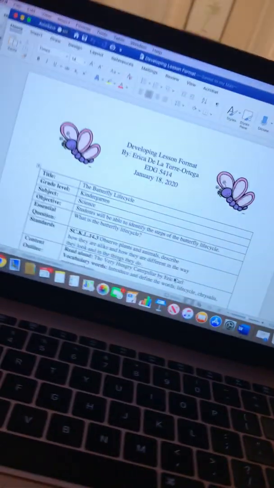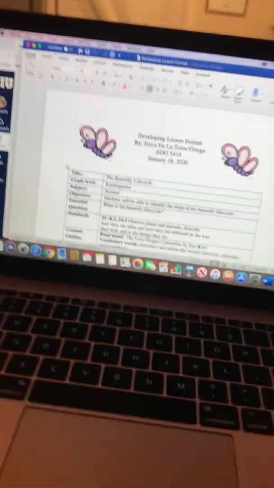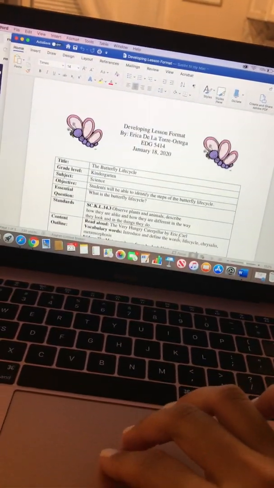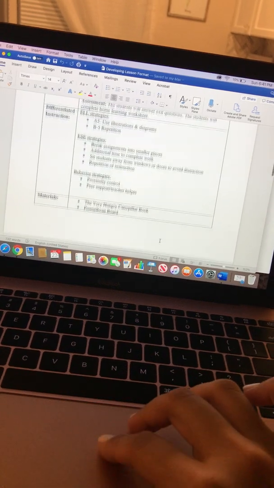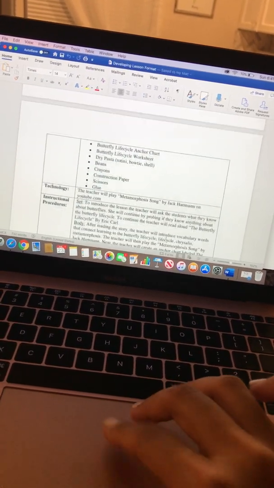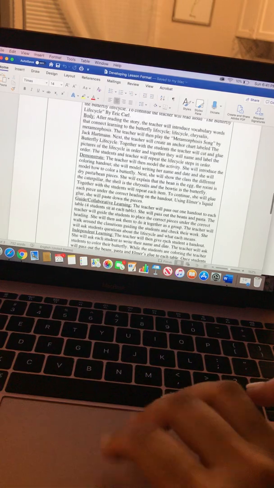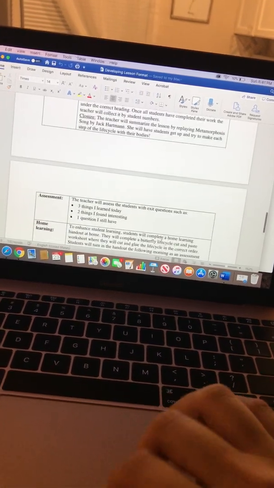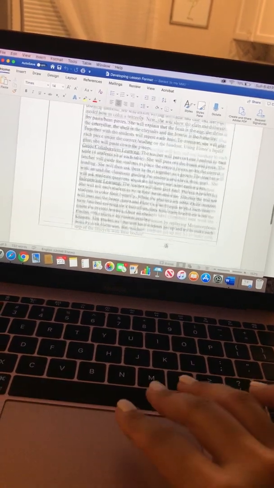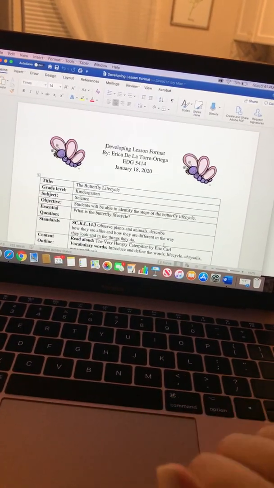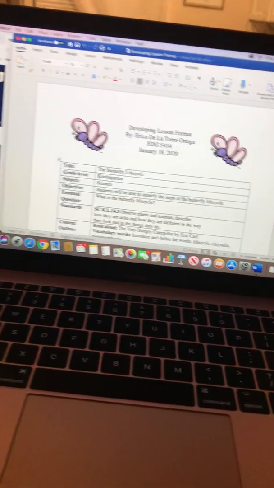So I'm going to flip you over onto my laptop so you can actually see my lesson plan format. As you can see here, this is my lesson plan format. I covered all the things that our professor asked for us to have on our actual lesson plan. I made a 2-column chart on Word, and I added some clip art. I have the references and all the good stuff that she asked us to have.